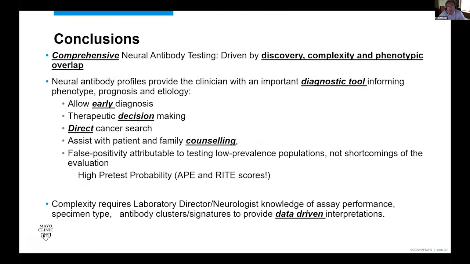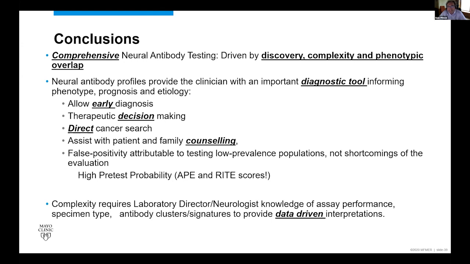The concept of the comprehensive neural autoantibody evaluation is driven by discovery, complexity, and phenotypic overlap. And these tools do allow early diagnosis, therapeutic decision-making, and direct cancer search. I can tell you, I've seen many patients who've had LGI1 encephalitis for a year. They have been essentially living in nursing homes, bedbound with seizures. And it's the identification of the antibody in the serum that actually allows the diagnosis to be made and get the patient on the right treatment.